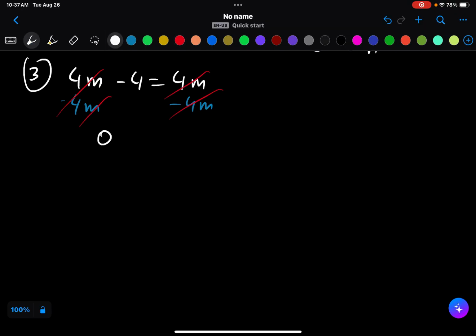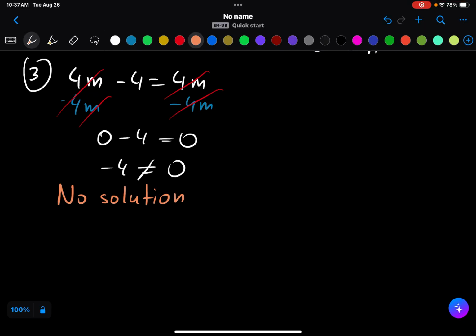What are you left with? 0 minus 4 equals 0. Now, 0 minus 4 does not equal 0 because negative 4 does not equal 0. This is a case, and we had this on the practice, where it's a no solution problem. And you can look at it from the start. If one side is 4m minus 4, the other side is 4m. One side just has a 4m and the other side is 4m and something. It's not balanced from the get-go. So this problem was never going to be able to be solved. So no solution for 3. Let's move on to number 4.